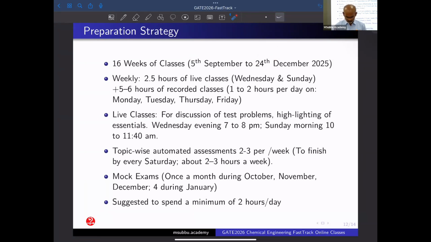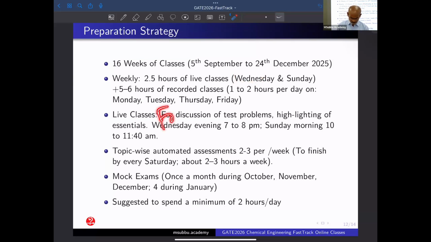So at least in the month of January also I'll be supporting. And in January also we'll try to have some 2 or 3 hours of time, as we'll see in the next slide. Weekly we are having 2.5 hours of class. On Wednesday evening only 1 hour. Of course, today being Friday, this was to start with.